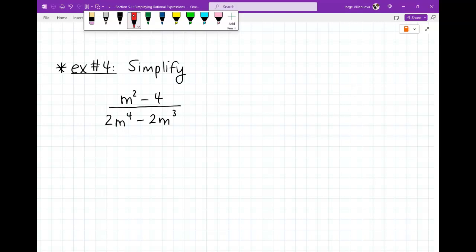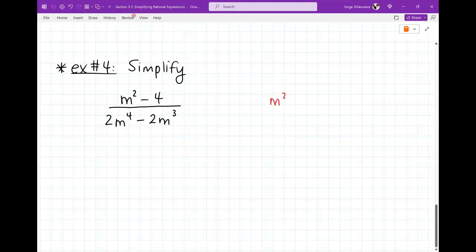All right, so again, it's a fraction. We have expressions on top and on bottom. So we're going to look at the top first. Okay, I see a binomial. Do they have anything in common, the m squared minus 4? No. Is it a difference of two squares? Yeah, right. It's a difference, and notice m is squared, and I can write 4 as 2 squared. So it is a difference of 2 squares.